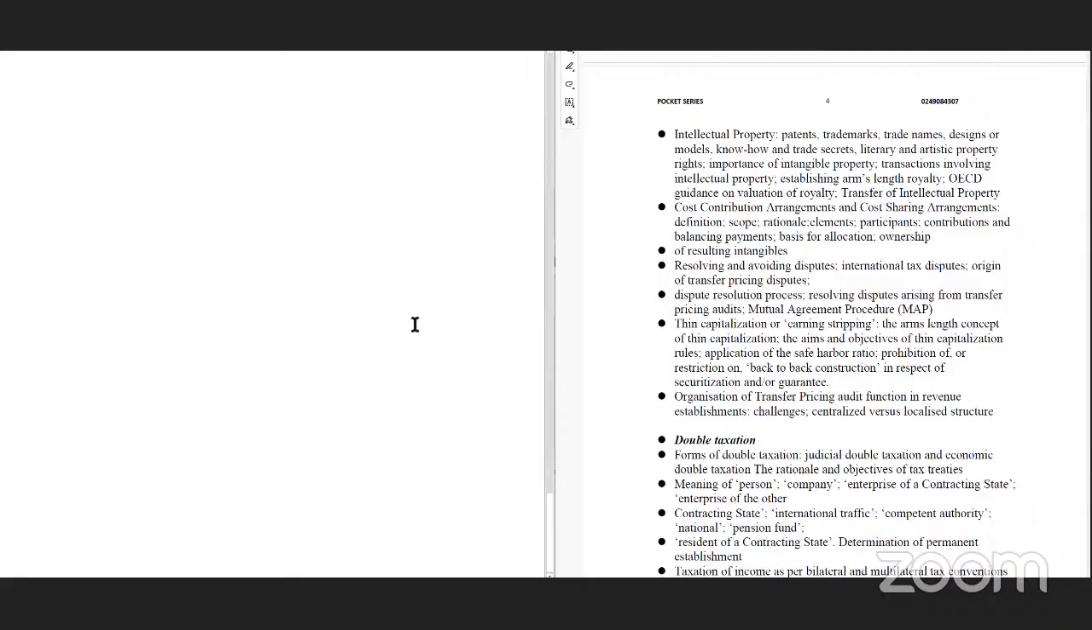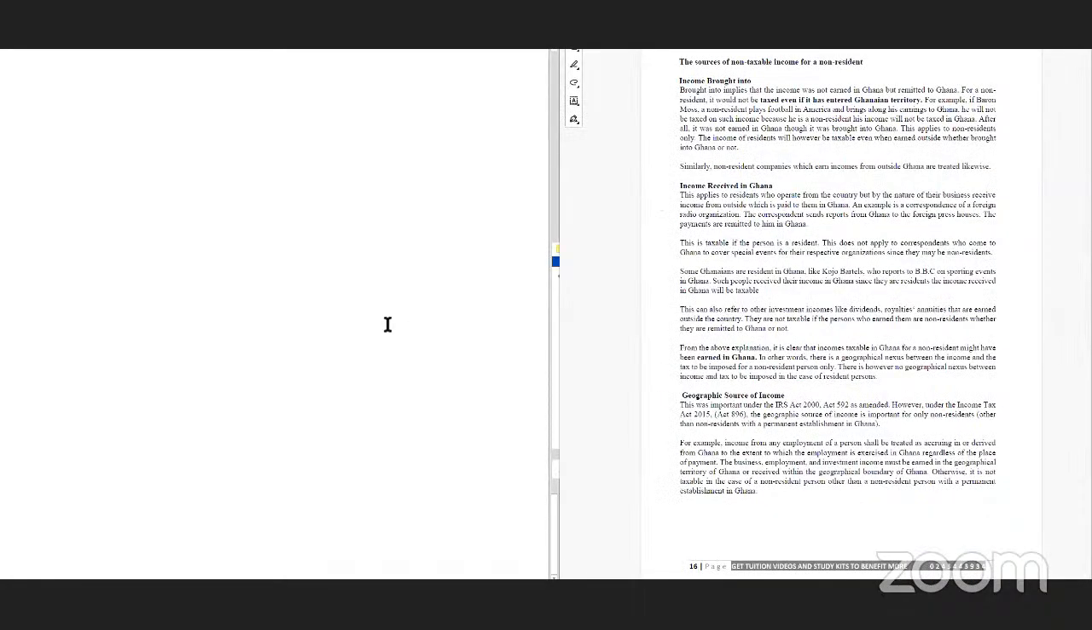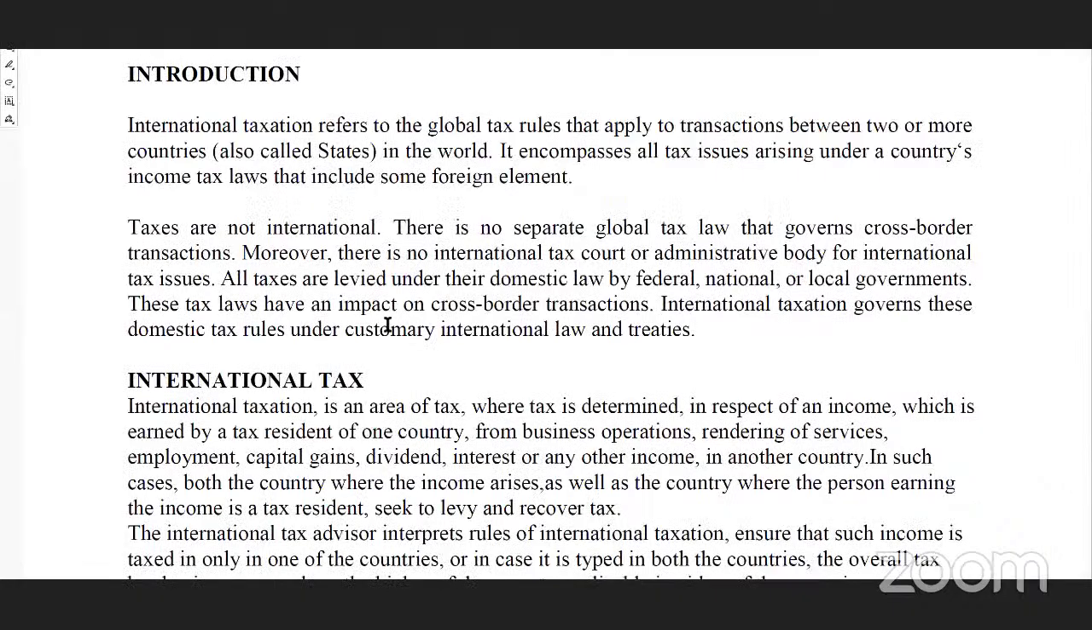So, international taxation. What is international tax? We have already talked about international tax in brief, and we said it's really how our tax laws interact with each other. The global tax rules that apply to transactions between two or more countries, which we call states in the world, is what we call international tax. It encompasses all the tax issues that arise under a country's income tax laws that include some foreign elements. So remember, the tax issues that arise under a country's income tax laws that cover some foreign element is what we call international tax.